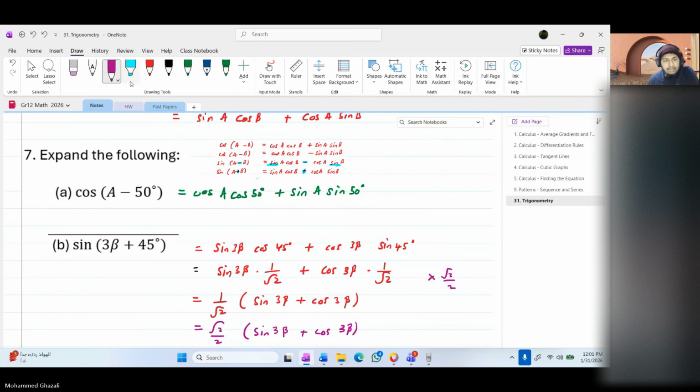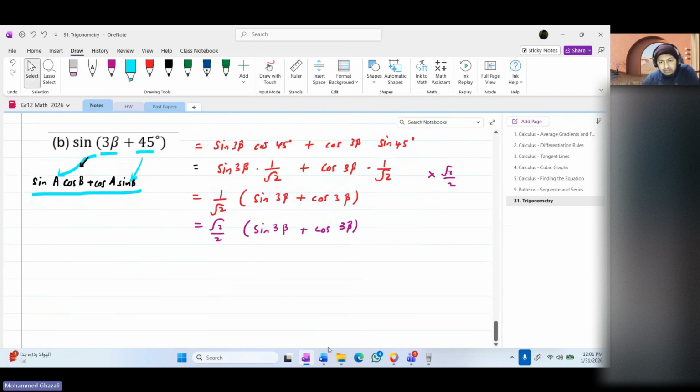Okay? There's your first angle, there's your second angle. There's your formula. Remember what your formula is. If you can expand this, it's sine A cos B plus cos A sine B. What's your B? 45-degree angle. And what's your A? The 3 beta angle is your A. That's what we are doing. So that's your final answer. Moving on.